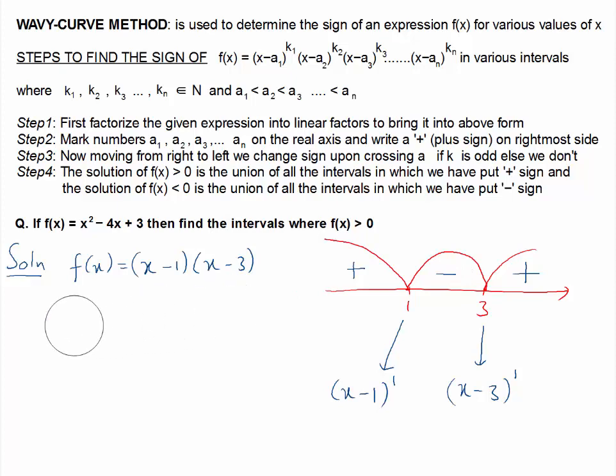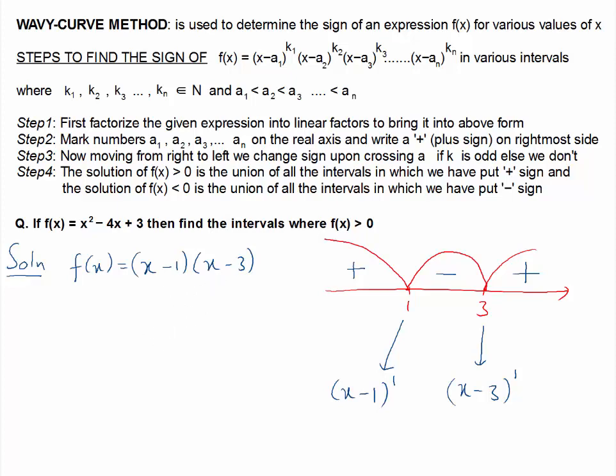So let's remove this. Now if we take any number less than 1, we get the expression as positive. Let's take 0. When we take 0, this is negative and this is also negative. So the output is overall positive because negative into negative is positive.